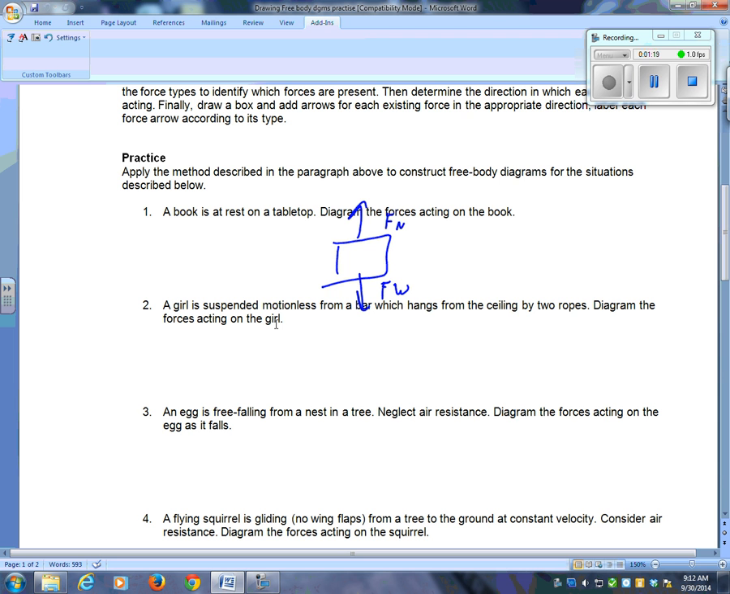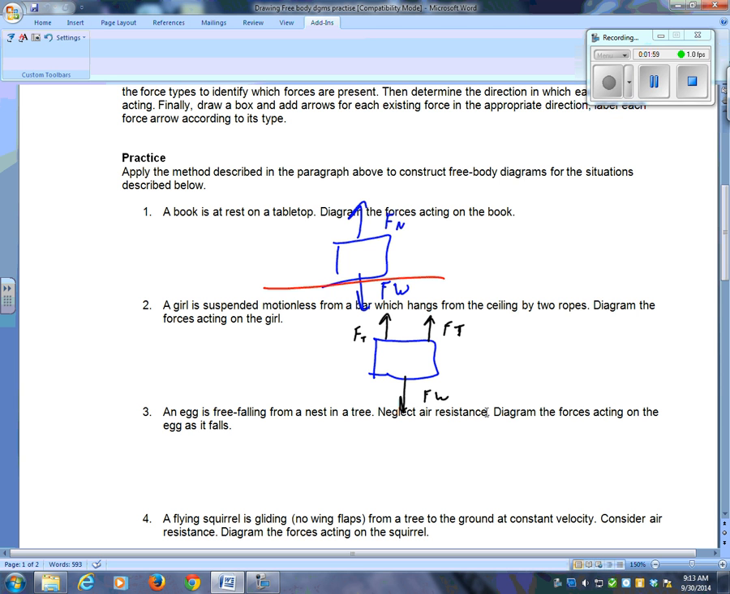A girl is suspended motionless from a bar which hangs from the ceiling by 2 ropes. Diagram the forces acting on the girl. So you're going to have, once again, now on this one here, you may have wanted to draw in the surface. That is considered acceptable. Here, there is no surface, so we've got weight force down, and the actual answer has 2 separate forces that they label as FT, or tension forces. It's not technically a normal force, because there has to be a surface there. And the sum of those 2 arrows, like the length of those 2 put together, should equal the weight force, right? Should be balanced. Otherwise, she'd be either rising or falling.